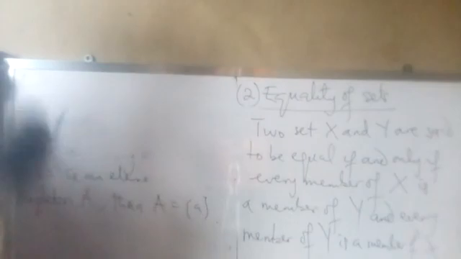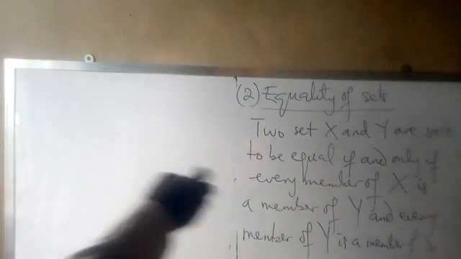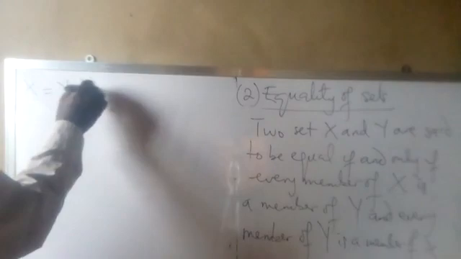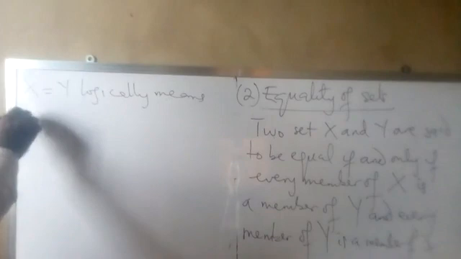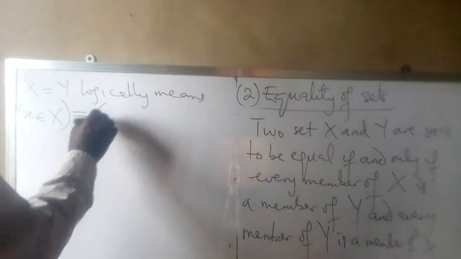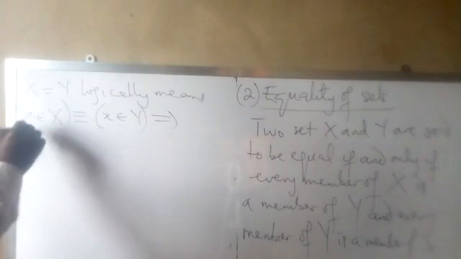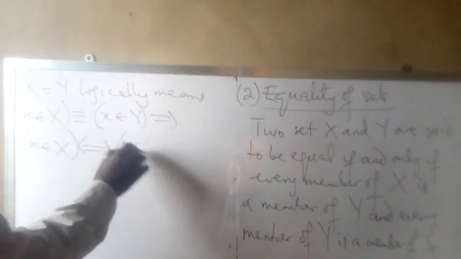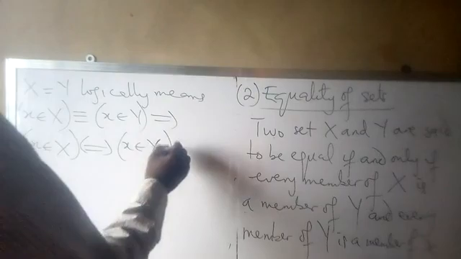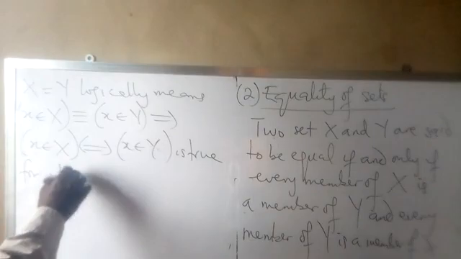I hope we are comprehending. Now let's illustrate that. So X is equal to Y. Logically, this means an element x in X is equivalent to element x in Y, which implies x is in X if and only if x is in Y. And this is true for all x. For instance, let's look at an example.